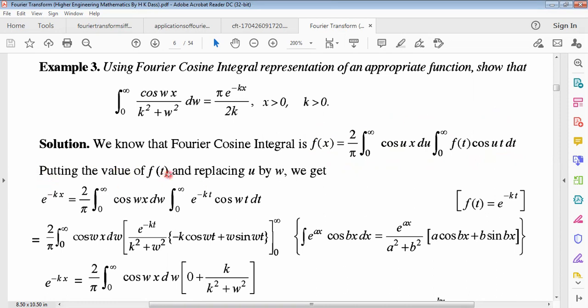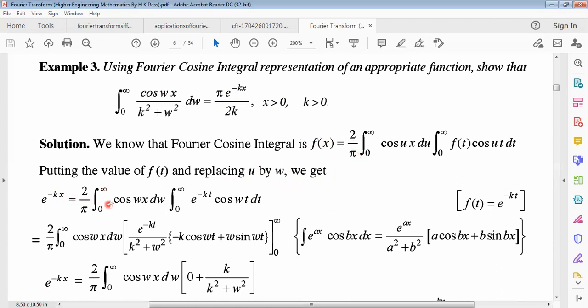Now putting the value of f of t, and replacing u by w. We replace u by w, not using lambda, because in our given condition the parameter is w. This is why we are replacing it with w. Now with u replaced by w, we get the function. The given function is e to the power minus kx. You must know this is the function. So f of x equals e to the power minus kx.